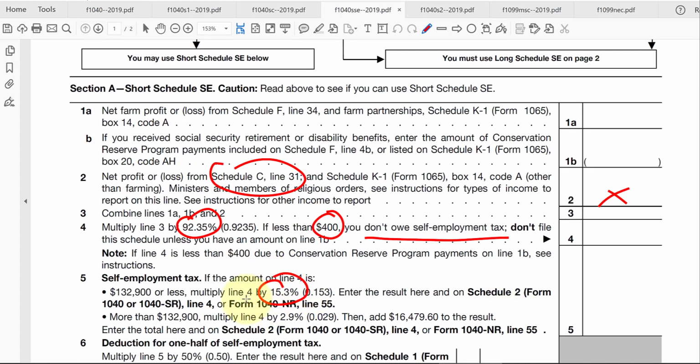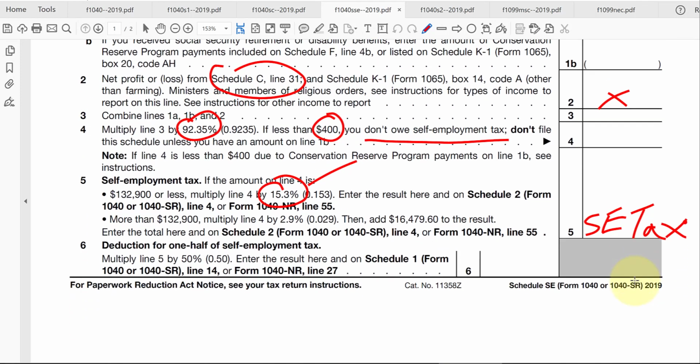But if it's $400 or more, you're going to multiply that amount by this high 15.3% self-employment tax rate. Now, if you were an employee, the employer would withhold half of this 15.3 and match it with the same amount to total up to 15.3. But because you're self-employed and you don't have an employer, you pay the whole thing. Okay, so that's the self-employment tax here in line 5. And again, because it's such a big hit on our taxpayer, the sole proprietor, the government is going to give them a break by allowing a deduction of 50% of that amount.